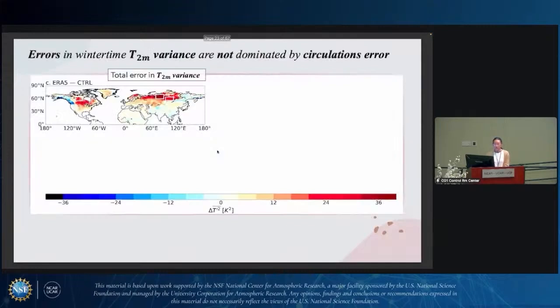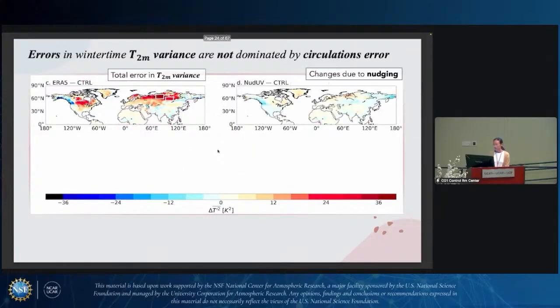And here are the results. In general, we can see that the CSM2 control simulation is weaker compared to ERA5. And if we look at the changes due to the wind nudging, we see limited improvement in terms of the temperature variance in the winter.